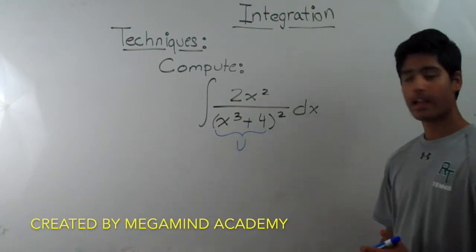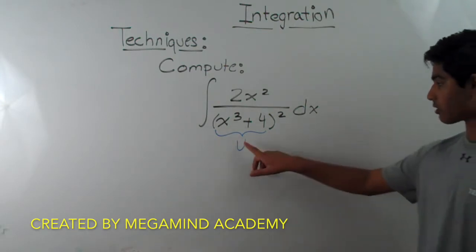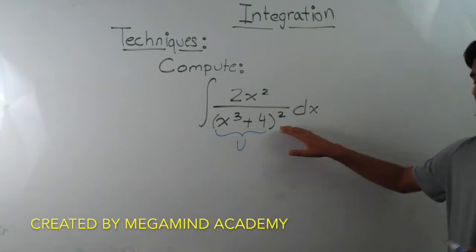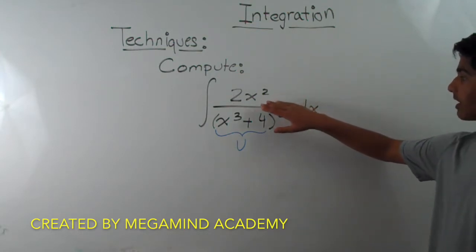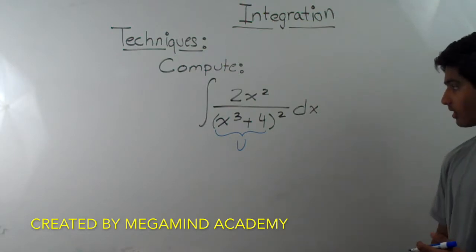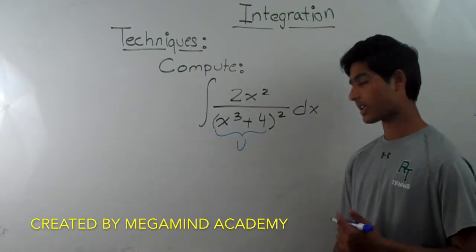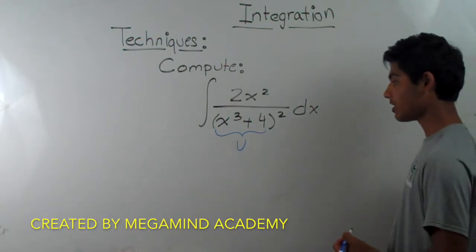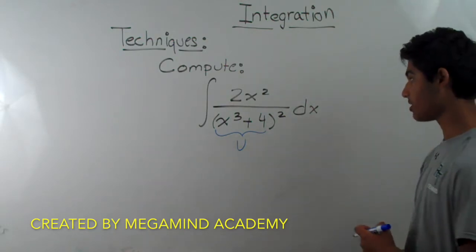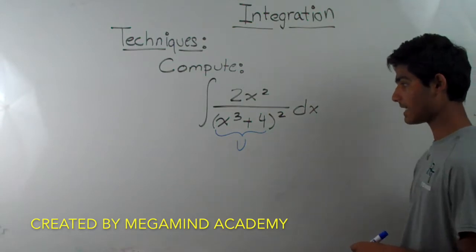Now, another thing that we have to notice is that when we have u, the derivative of u is 3x squared. And if the derivative of u is 3x squared, and 3x squared goes in the denominator, then that means that it cancels out the x squared here. So that means that there will be no x's in this equation. So that means that we should use u-substitution. So let's go ahead and see if this works.